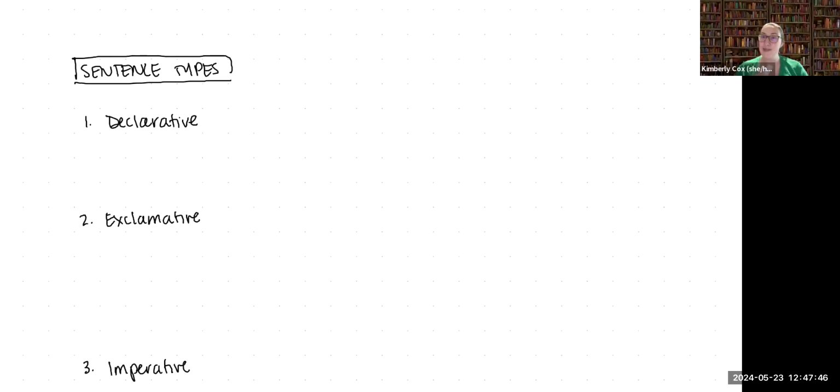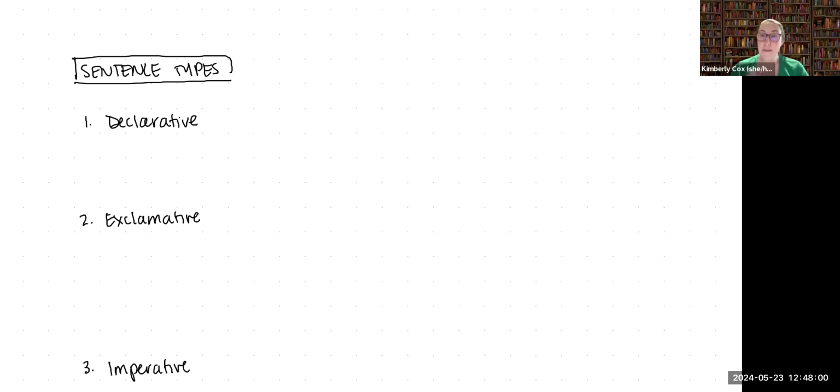All right, so we're going to talk about sentence types. Don't worry, we're not talking about sentence patterns, just types. And there are six main types of sentences in standard American English. So we're going to go ahead and take a look at these.